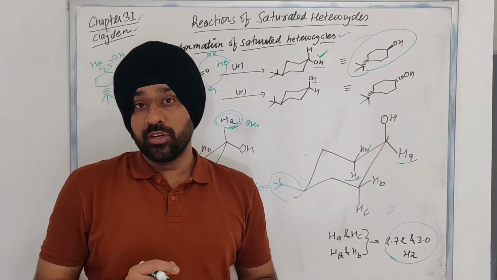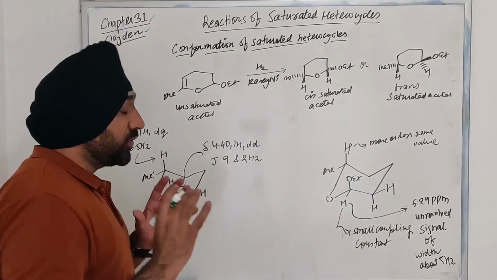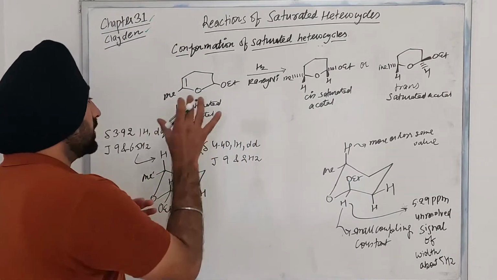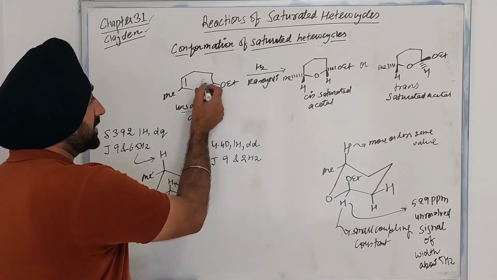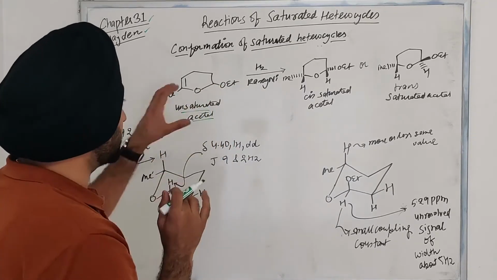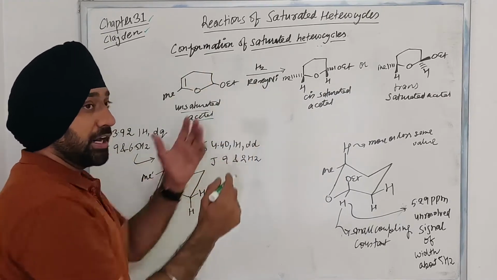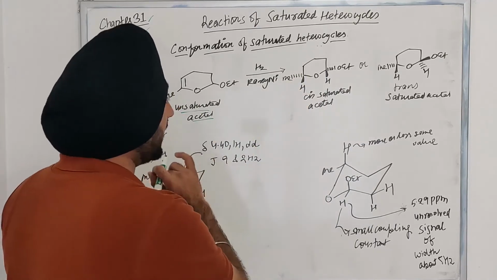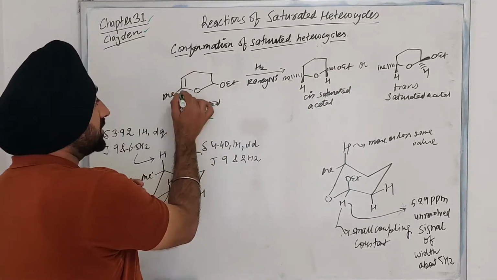Now we are going to look at one more interesting example of this. So here we have yet another very important example. What they are starting from is an unsaturated acetal. Okay, so this is what we have. This is an acetal which is unsaturated, having a double bond here. What they are basically doing is reducing this double bond using hydrogen and Raney nickel. So we can have two types of acetal forming if this is getting reduced.